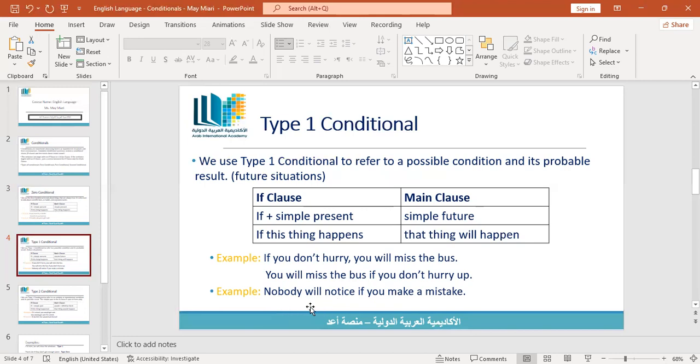Nobody will notice, this is the main clause. It's written in the simple future tense. We added will plus the base form of the verb. Then we added the if clause, which is if you make a mistake. It is in the simple present tense. The verb is make. It is written in its base form since the subject is you. When the subject is you, in the simple present tense, we do not add s or es to the verb.